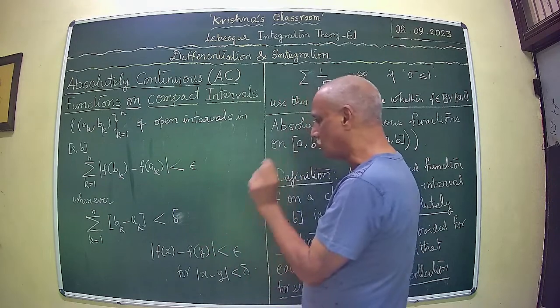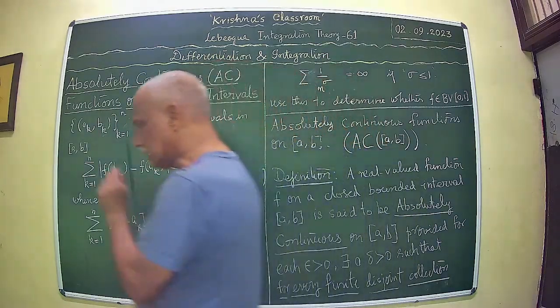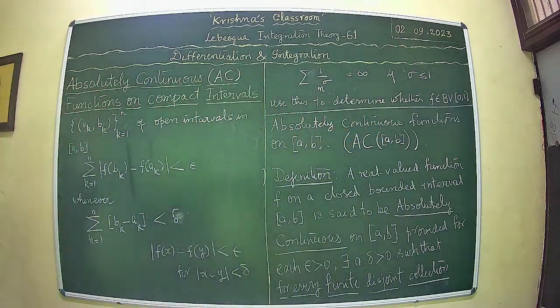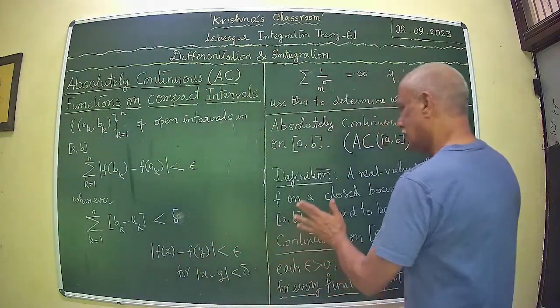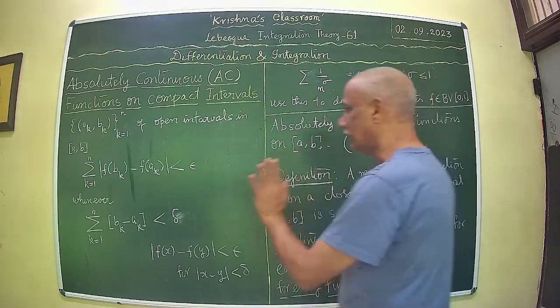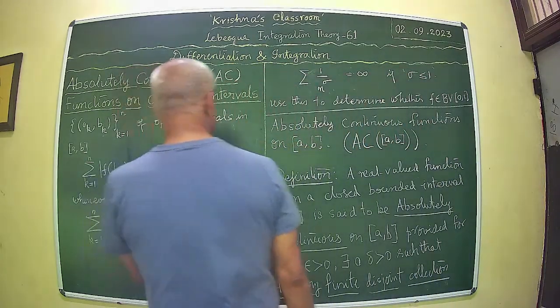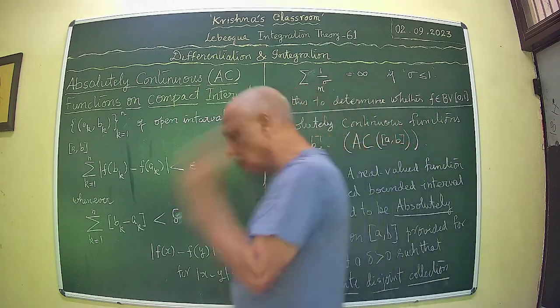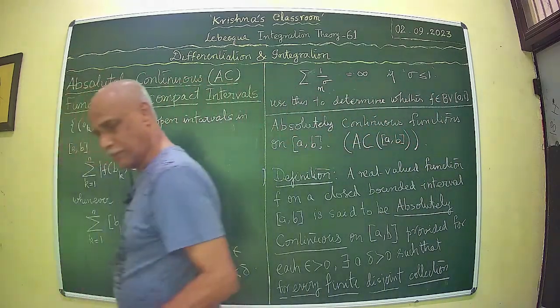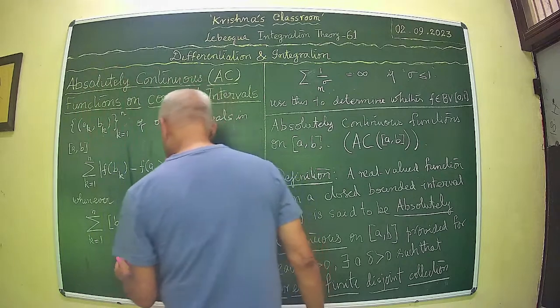So here what we are saying is it is much stronger. Therefore, clearly you see that this definition implies the function which is absolutely continuous is uniformly continuous on [a, b]. So let us just make note of that.